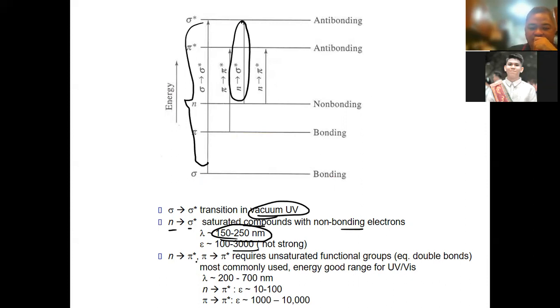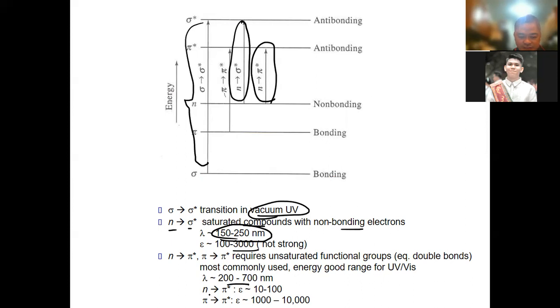And then you have the n to pi star. So this is just here, the n. Okay, so I think this is the weakest among them. It requires an unsaturated functional group, usually the double bonds. And it's in the good energy range for the UV-Vis. So the wavelength is around 200 to 700 nanometer.